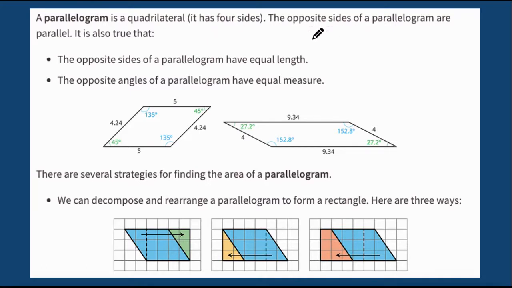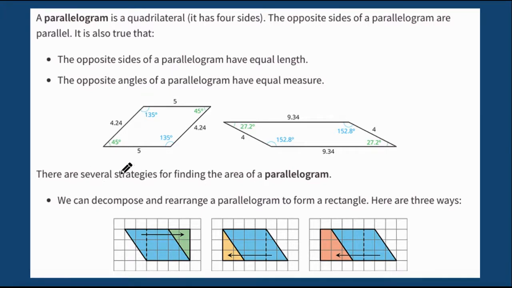The opposite sides are parallel. Also true that the opposite sides are equal. So if you look at the opposite, meaning not next to sides, they have equal lengths. And then the opposite angles also have equal measures. So if you see the opposite sides and the opposite angles, they're always going to be equal.